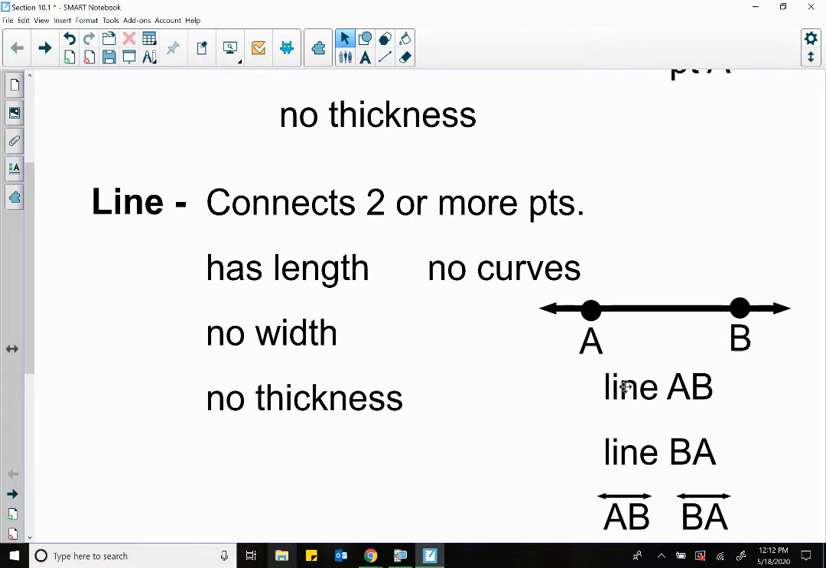All right? Down here is the name of a line. So you can call this line AB. Start at A and move to B. Or you can call it line BA. Start at the B and move to the A. It doesn't really matter. The order doesn't matter.